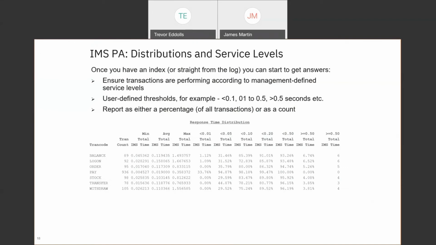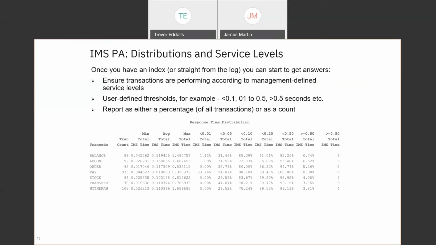I talked a little bit about distributions and service levels. We're all bound by service levels in this business. We have to meet a minimum amount of service for our customers. So it's very, very important that we understand if we are doing that. And we want to keep a history of how often we are meeting those SLAs versus how often we're not meeting those SLAs. And this particular report is the response time distribution.